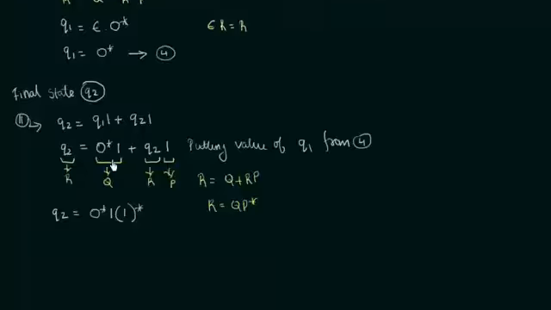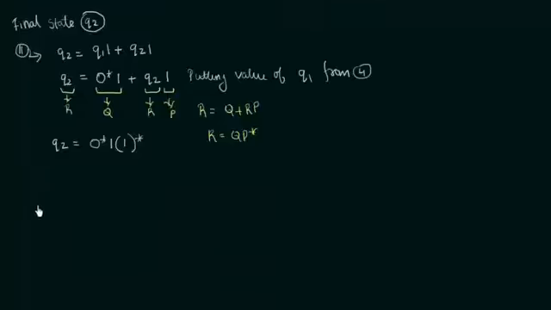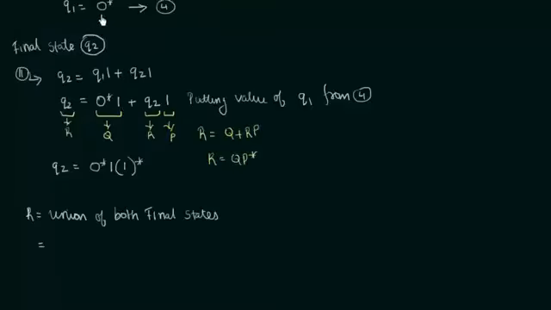So we have two final states, Q1 and Q2. When we have two final states, the regular expression will be the union of both the final states. How do we write this? The first final state was Q1, whose expression we got to be 0 star. Union means plus. The second final state was Q2, and we got the expression as 0 star 1 1 star. So this can be written as 0 star plus 0 star 1 1 star.